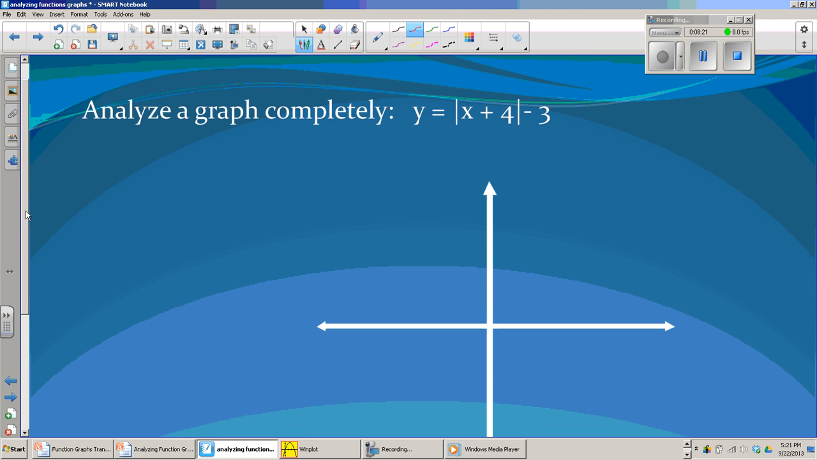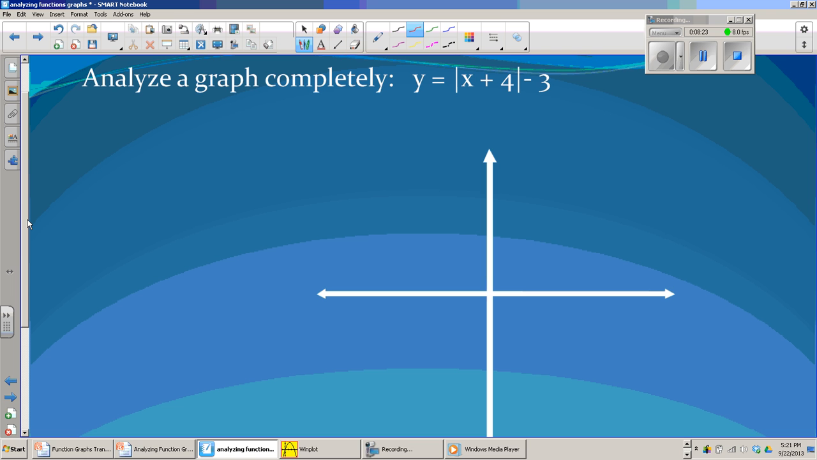Now, last, we want to look at analyzing a particular graph, using all of the 5 characteristics that we have talked about. So we start with the equation, y equals the absolute value of x plus 4 minus 3. So let's talk about first, where is the vertex?